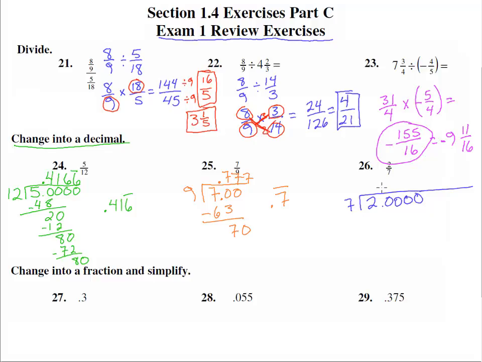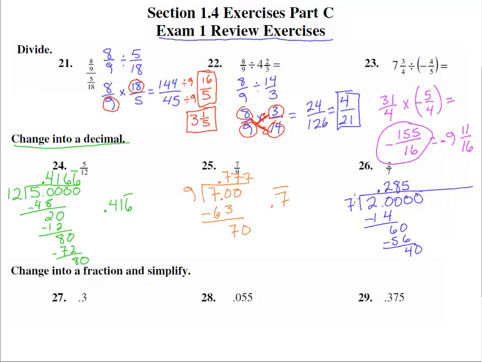7 goes into 20 2 times. That's 14. Subtract that and get a 6. Drop down a 0. 7 goes into 60. Not quite 9 times, 8 times. It's 56. Subtract and we get a 4. Drop down a 0. 7 goes into 40.